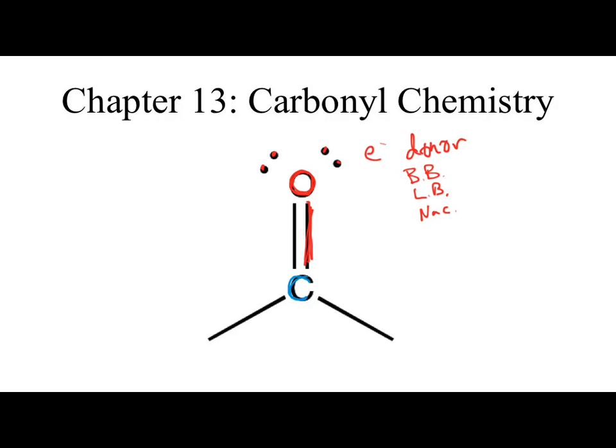What other chemistry is available here? Our carbon, being bound to an electronegative element, has electron density being taken away from it, so that carbon can act as an electron acceptor. Which means we've got a Lewis acid. What else? We got an electrophile.